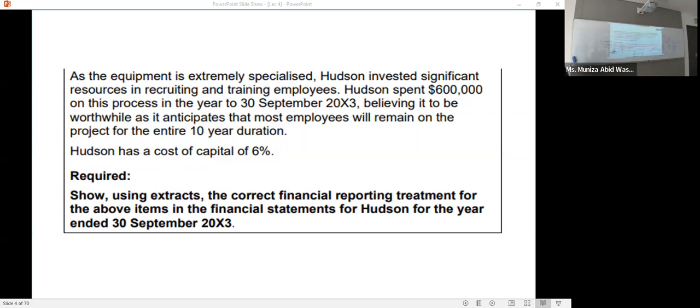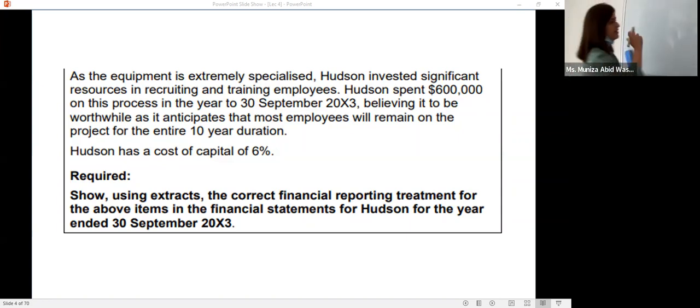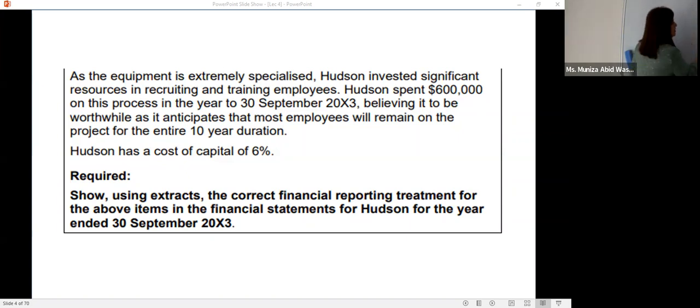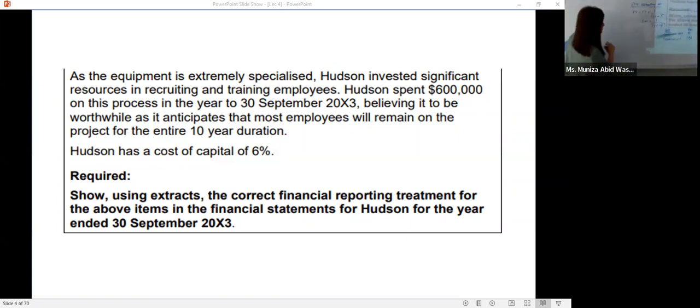Okay, and Hudson has the cost of capital of 6%. That 6% is going to be added over here. 6% means 0.06. So what is the present value of dismantling calculated? Let me know. It was 3 million. Calculate. You have to calculate. I do not have scientific calculators, students.